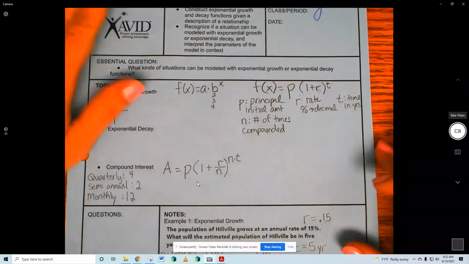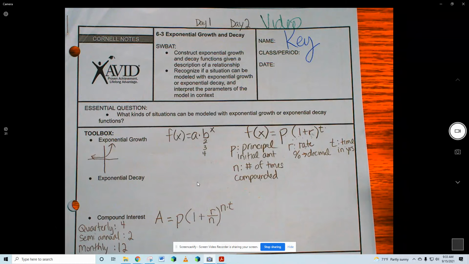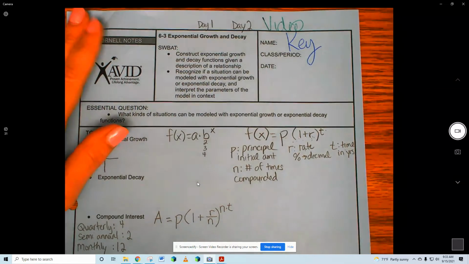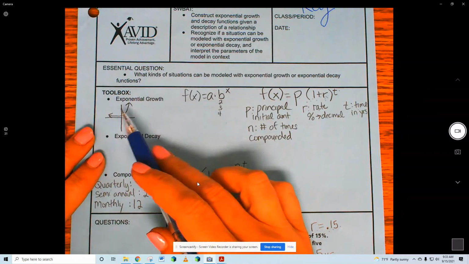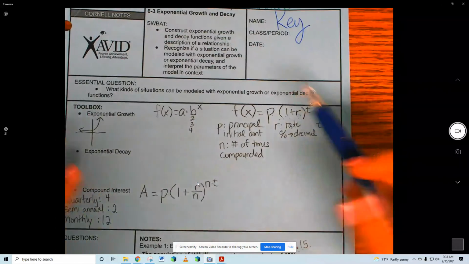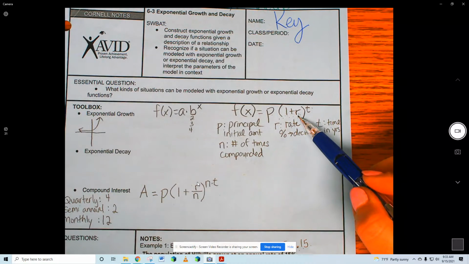All right, we are on day 2. So we are on chapter 6, lesson 3. The first day we did exponential growth. And today we are doing exponential decay. So if you'll remember, exponential growth is a graph that moves in an upward fashion. And in an equation, I am adding 1 plus the rate.